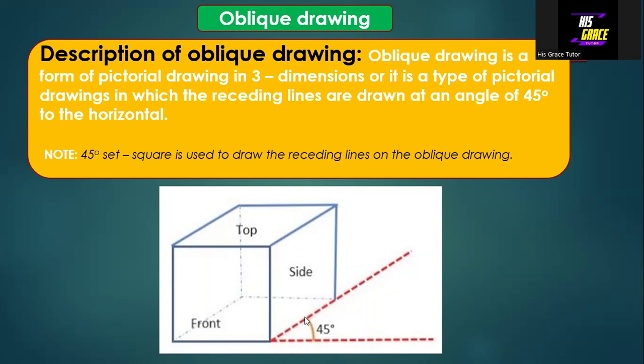Though we can draw the receding line at an angle of 30 degrees and 60 degrees, most times we make use of the 45 degree angle, and we use our 45 degree set square to draw the receding line. So do not forget what I just said about oblique drawing. It is a form of pictorial drawing in 3 dimensions, a type of pictorial drawing in which the receding lines are drawn at an angle of 45 degrees to the horizontal. So let's move to the next slide.